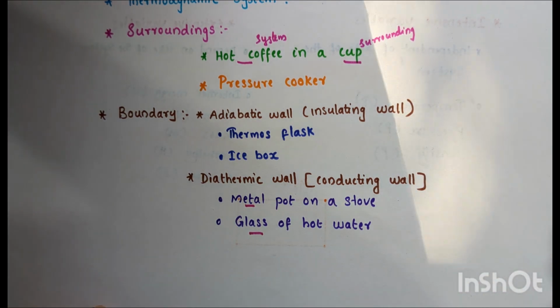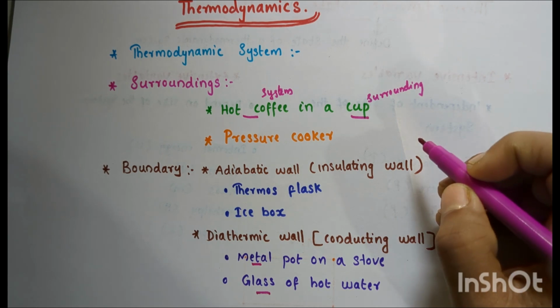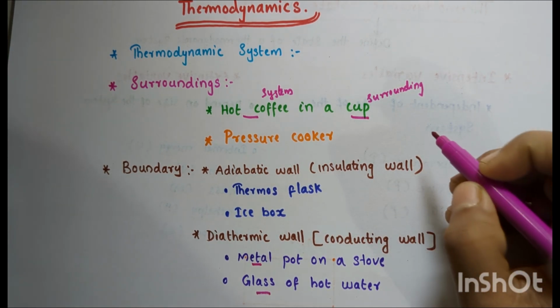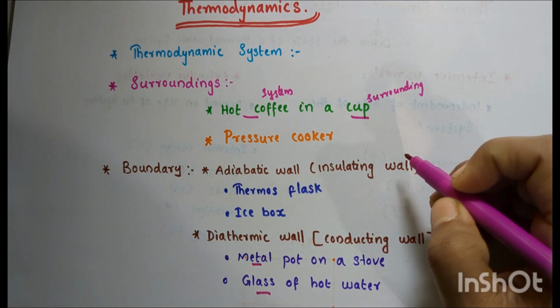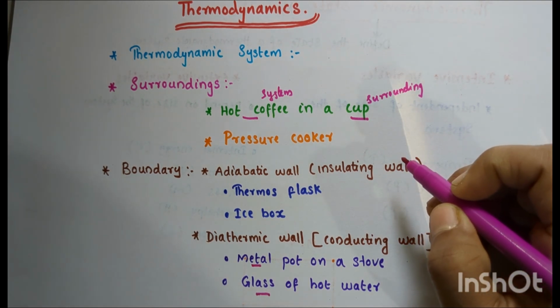Okay. So in this video, we have just learned the basic concepts of this chapter, thermodynamics. We have just discussed the system, surroundings, then adiabatic boundary and diathermic boundary. We will be discussing all other concepts in the coming videos. Everything will be available in the playlist.